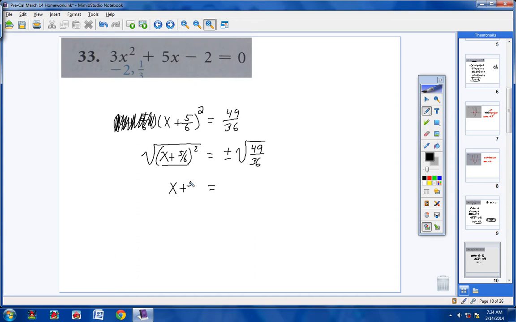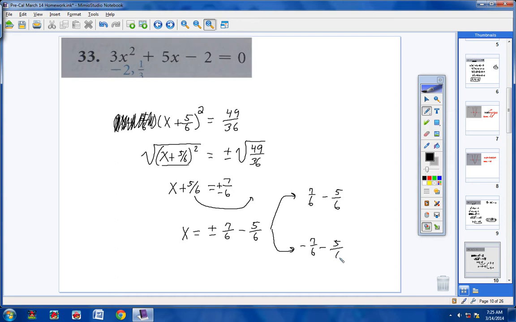So x plus 5/6. And then over here on the right side, the square root of 49 is 7, and the square root of 36 is 6. Don't forget your plus minus in front of it. Now bring your 5/6 over and make it a negative 5/6. And when you do that, you're left with positive negative 7/6 minus 5/6. Now, I'm going to write that two different ways because don't forget you have to consider the positive 7/6 and the negative 7/6 also, okay? So I'm going to put a positive 7/6 minus 5/6, and I'm going to put a negative 7/6 minus 5/6.